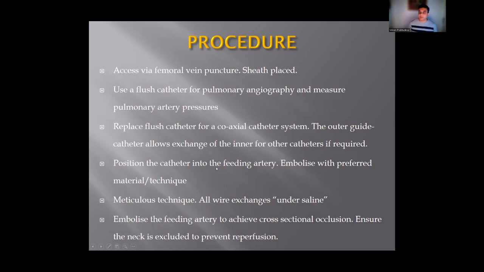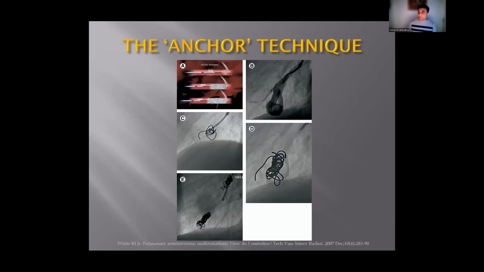And the blood vessel that we need to treat are embolized or blocked with what is called cross-sectional occlusion. And we try and go as close to the AVM as possible. So these techniques were initially described by Dr. White, and they have been modified, maybe refined as technology has improved, the hardware has improved, the technique has improved, and our imaging capacity has improved.